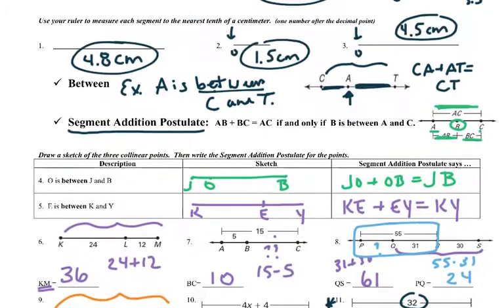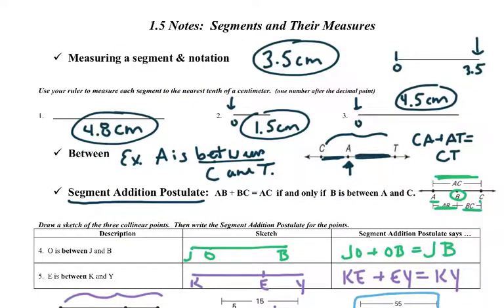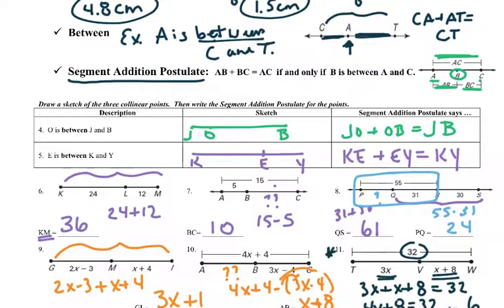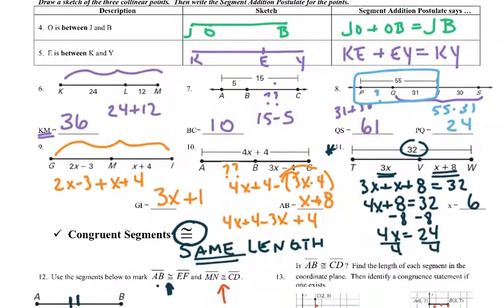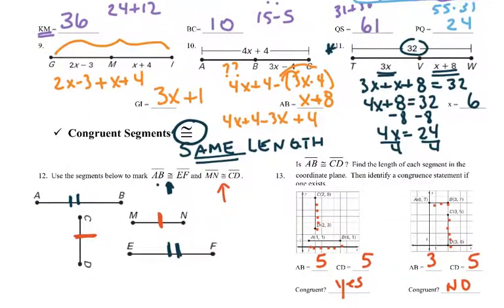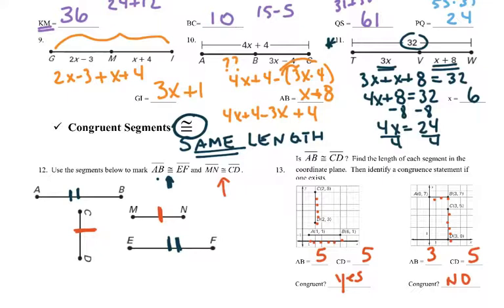So what we talked about is segments and measuring them with centimeters, lining it up right with a ruler. Segment addition postulate, that the two little segments add up to the big segment, doing that with letters, then numbers, then expressions. And then the idea that congruent means the exact same length.